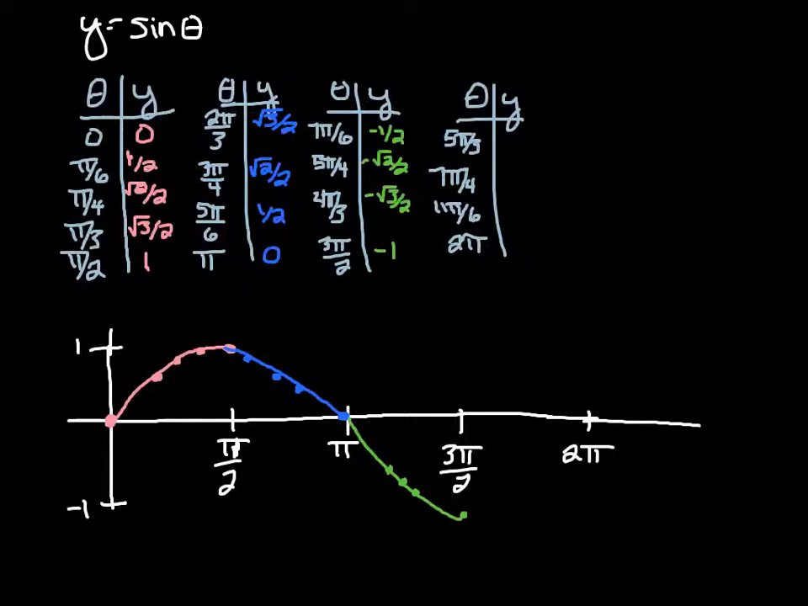And now we're moving on to the third quadrant. In the third quadrant, sine is always going to be negative. Again, these are all in the unit circle. Sine of 7 pi over 6 is negative 1/2. Sine of 5 pi over 4 is negative square root of 2 over 2. And so on and so forth. And I just plot them as is.